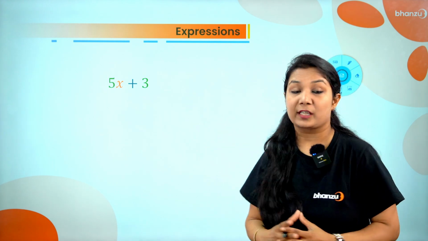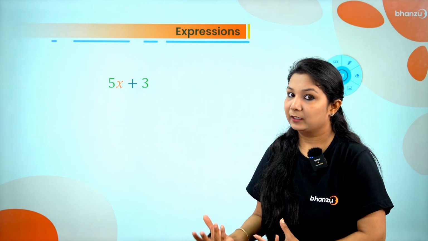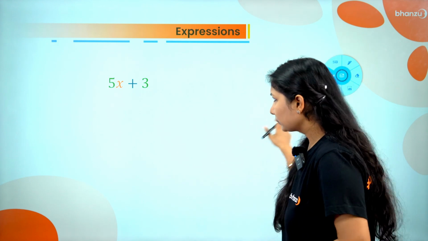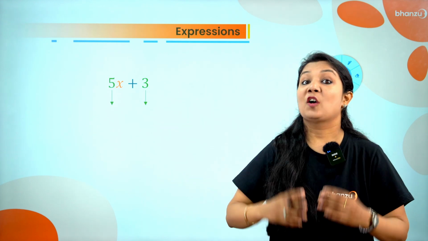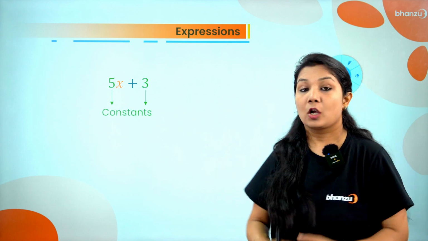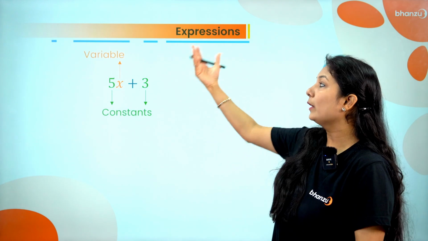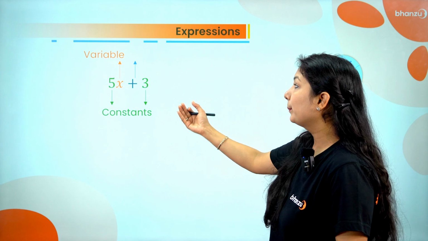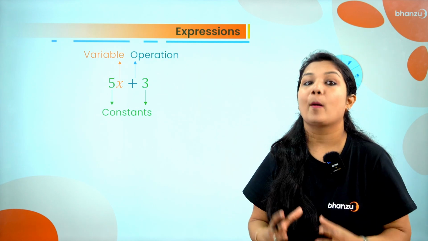So now let's move ahead and see what the different examples of expressions can be. Here the one which is given is 5x plus 3. So what are 5 and 3 over here? 5 and 3 are the constants. What is x? x is the variable, any alphabet. What is plus? Plus is a mathematical operation.